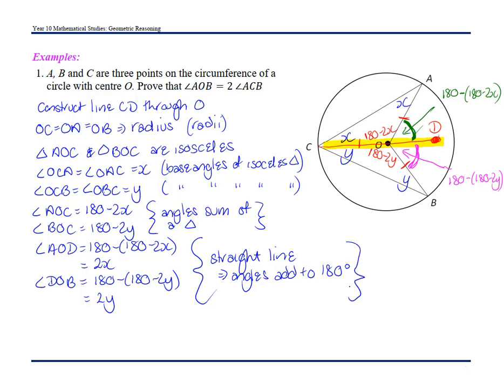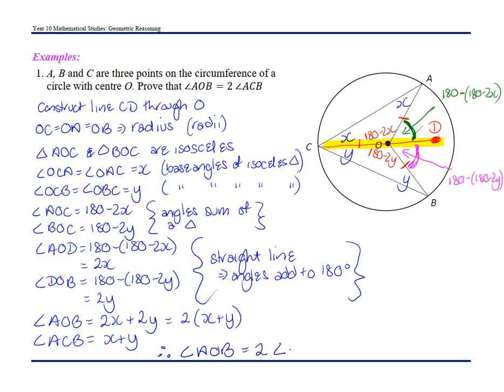Okay, so that means that angle AOB has to equal 2x plus 2y, or bring the 2 out, 2 lots of x plus y. Angle ACB is equal to x plus y. So I have just proven, therefore, angle AOB equals 2 lots of angle ACB.